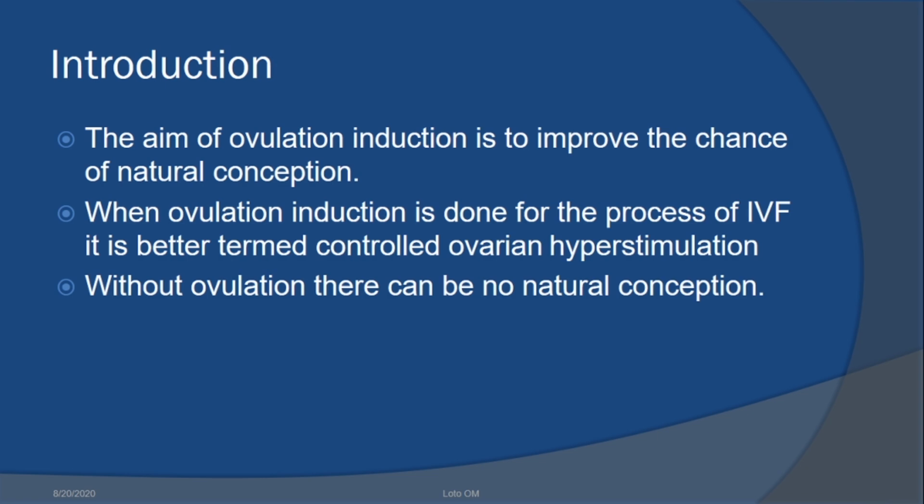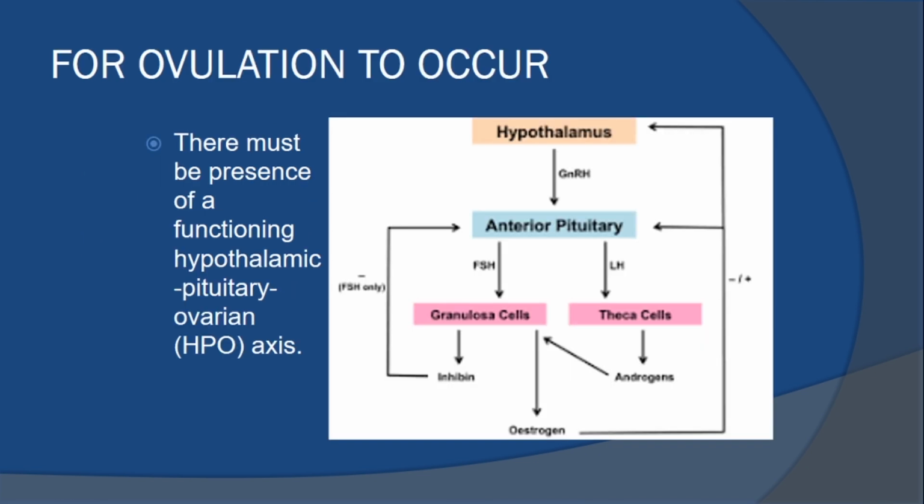The aim of ovulation induction is to improve the chance of natural conception. When ovulation induction is done for the process of IVF, it is better termed controlled ovarian hyperstimulation. Without ovulation, there can be no natural conception.